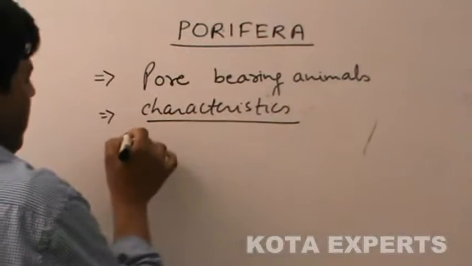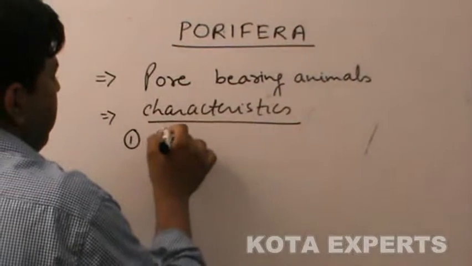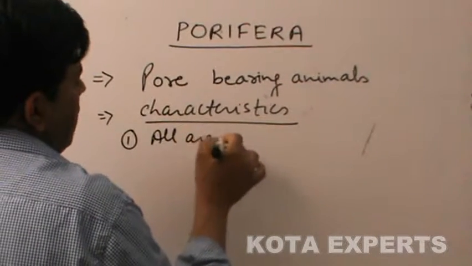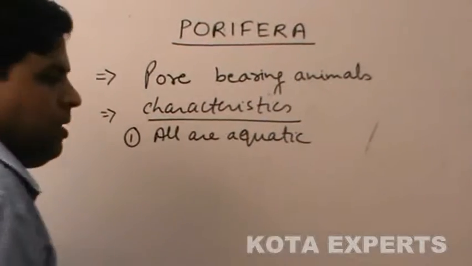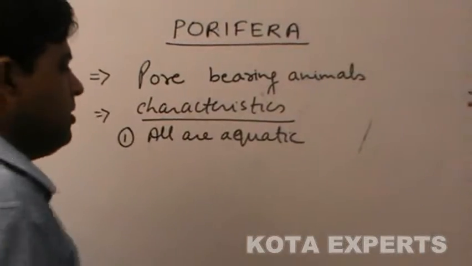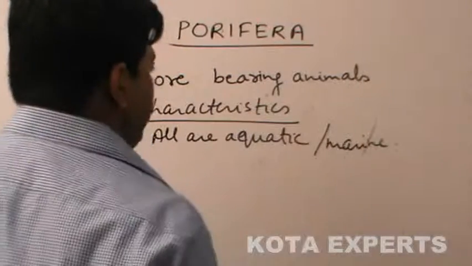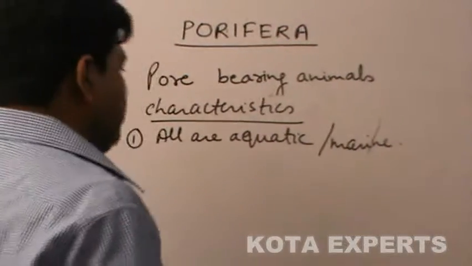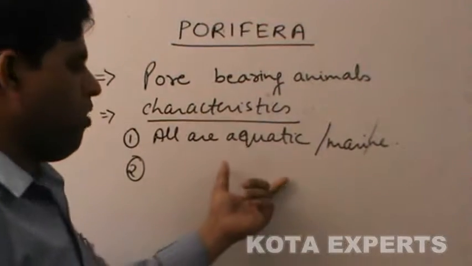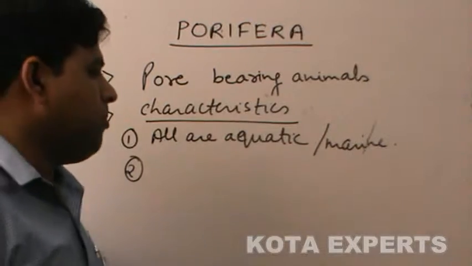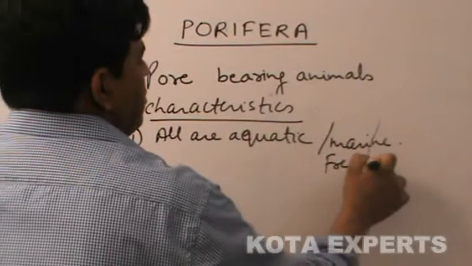So the first characteristic is that all the members are aquatic. That means they may be freshwater or they may be marine. Most of the animals of this group are found in marine water, but some of them are found in fresh water also.